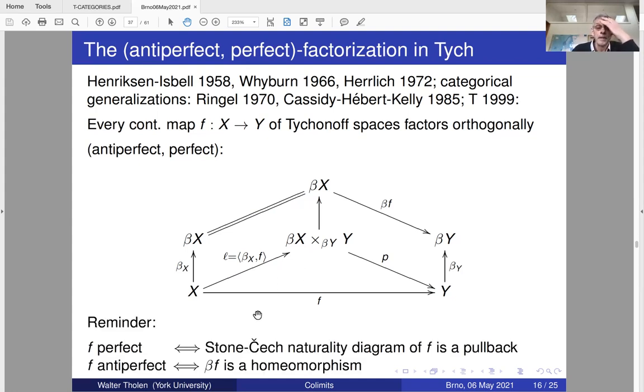And what is important to know here is a map is perfect if and only if the naturality diagram of that map is a pullback, and it is anti-perfect precisely when the image of that map under the Stone-Čech compactification is a homeomorphism. I think it's in this Henriksen-Isbell paper that you have this first characterization, really.